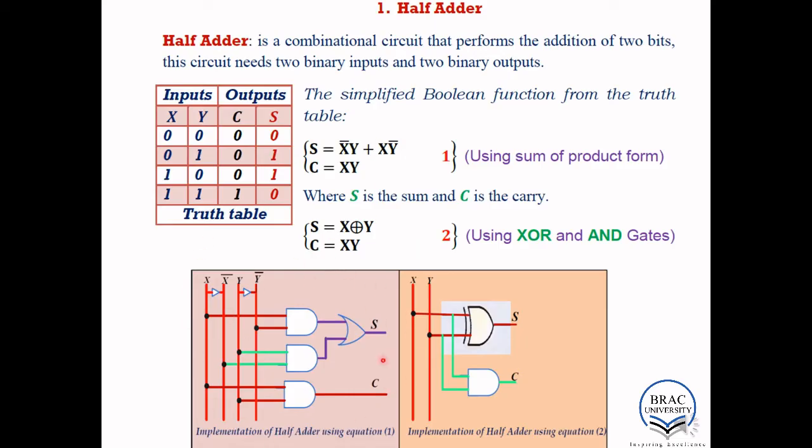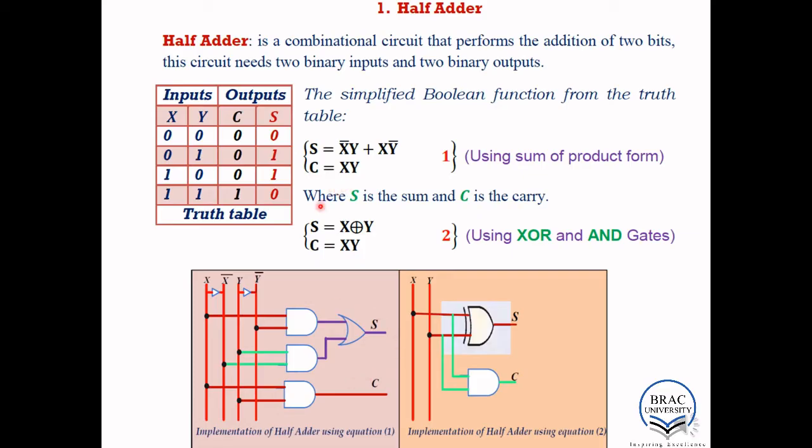The circuit representation will be like this, but for equation 2, the circuit representation should be like this. Here we have x prime y, so this is our x prime and y. Both of them go to one AND gate, and another is x y prime, so x and y prime both go to another AND gate. If you connect them with an OR gate, you will get the sum.